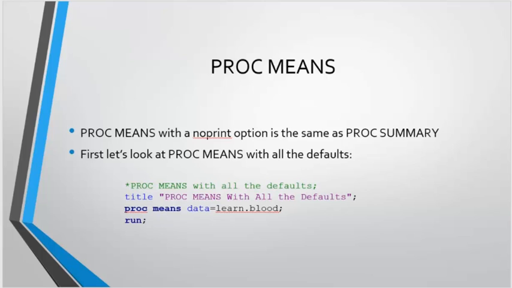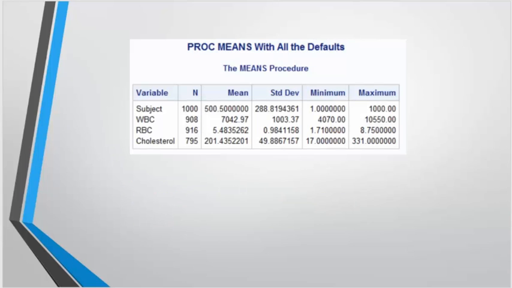You can see I'm specifying the data and the run. I've specified the title. You can either do it between the PROC and the run or before you run the PROC. It works the same way. And here you can see that it took every numeric variable and gave me the number of non-missing observations, the mean, the standard deviation, the minimum, and the maximum.